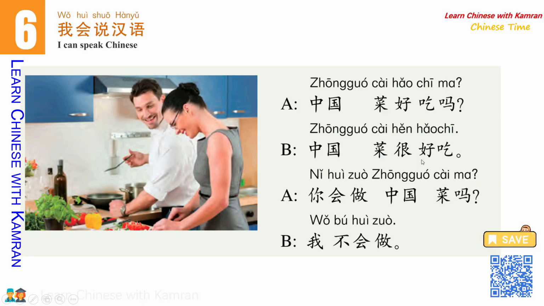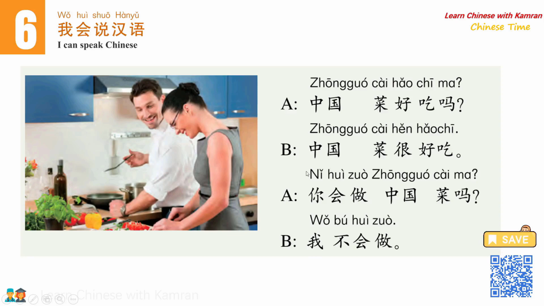Chinese food is very delicious. 很 means very. 好吃 delicious. A is again asking 你会做? So you see 会做. 会 is used with this 做 verb. It means can you make or can you cook, especially here. 中国菜吗? Can you cook Chinese food? 我不会做. I can't cook.